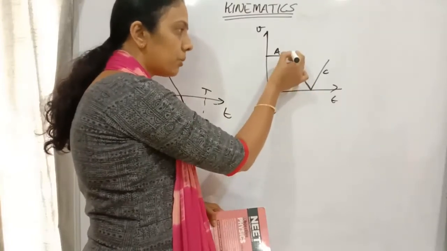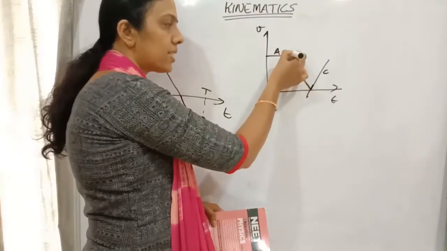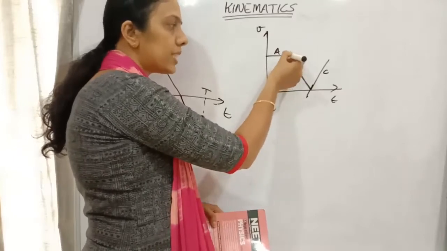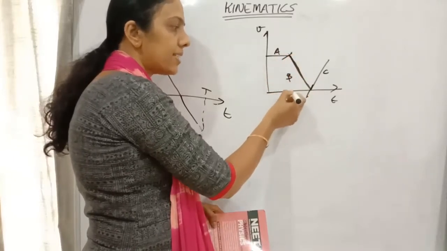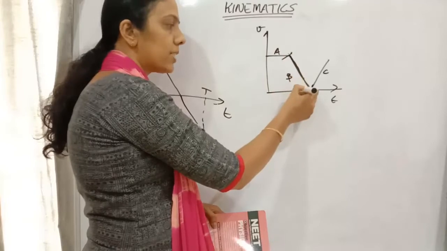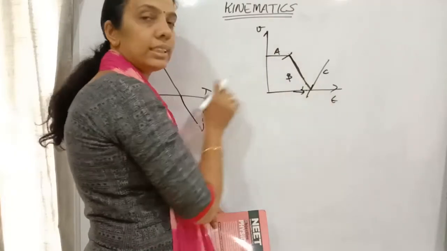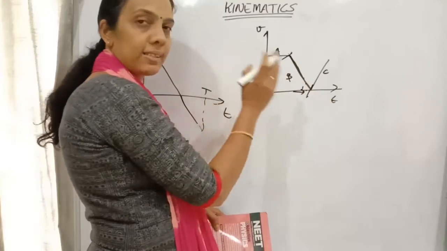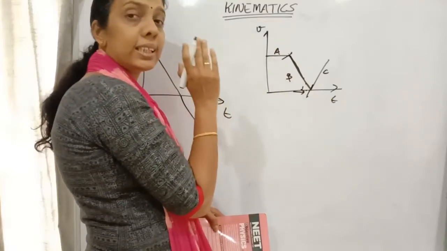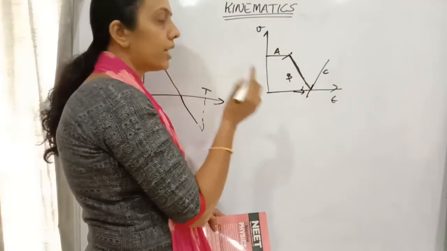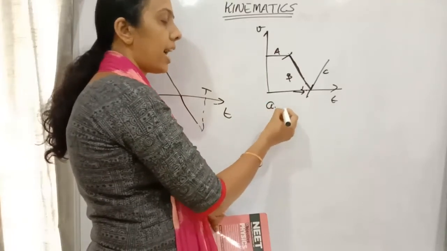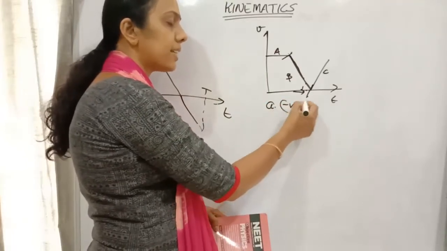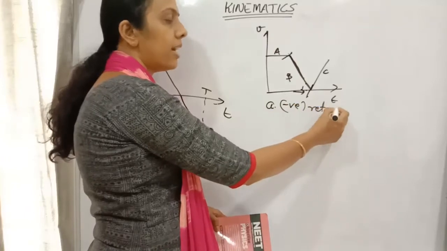This is represented as B. Velocity is decreasing as time increases. What is happening to velocity? Velocity is decreasing as time increases. Then what about the acceleration? Acceleration will be negative. That is, retardation is happening over there.